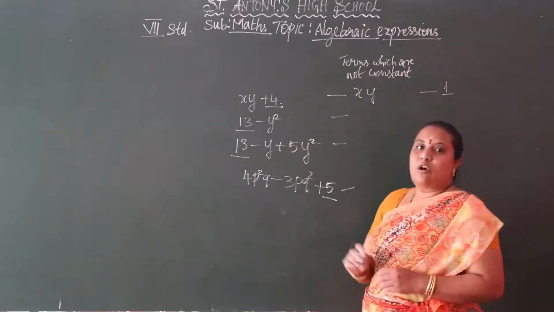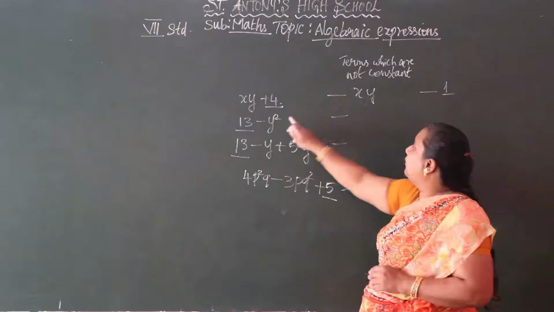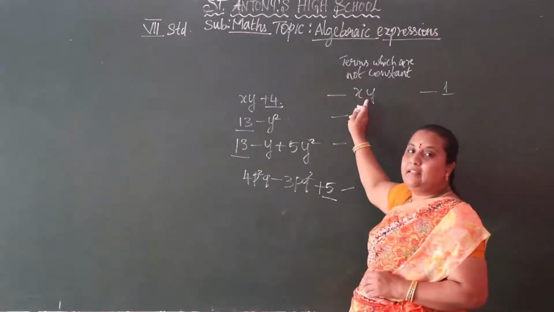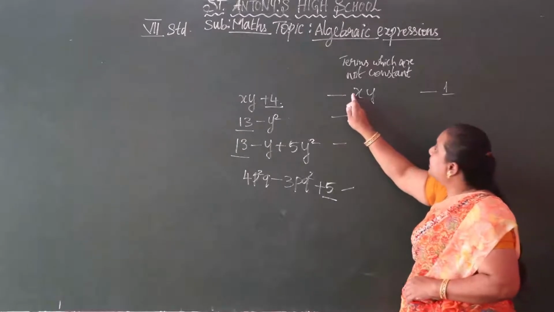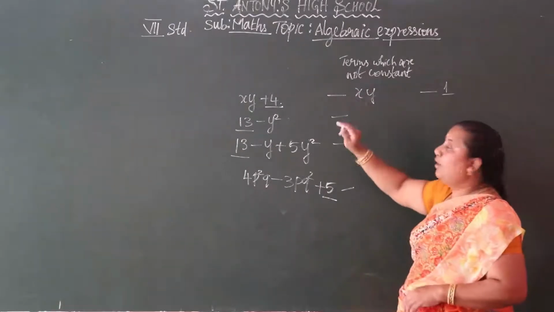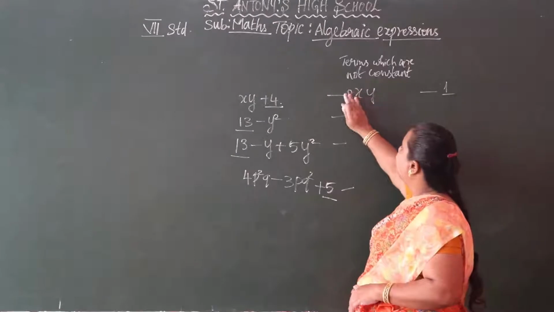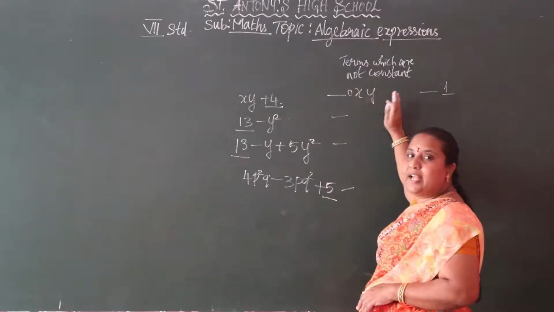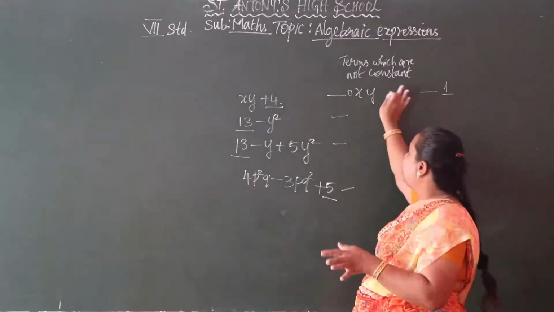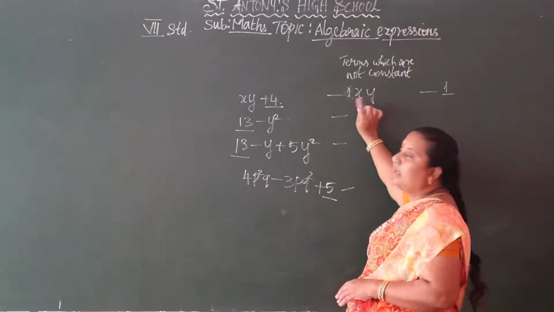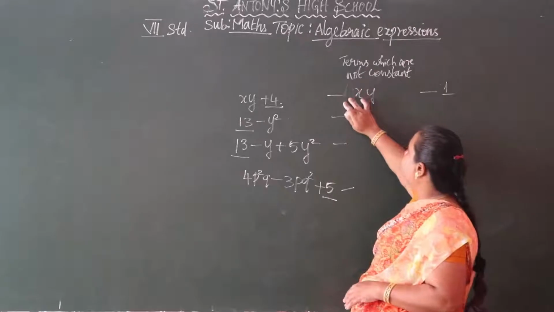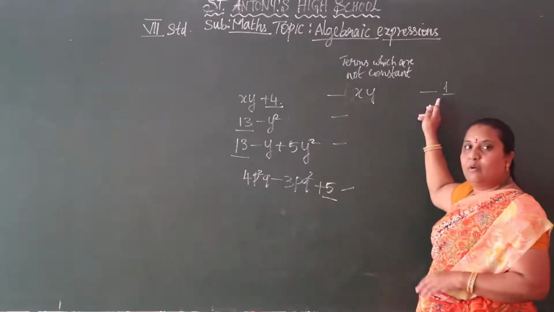Terms which are not constant. In the first expression we have only xy. So the numerical coefficient of xy is, it is understood here, 1. If we write 0, it means there is no term: 0 into x is 0, 0 into y is 0. So there is no term. It is understood to be 1 into xy, so the numerical coefficient is 1.